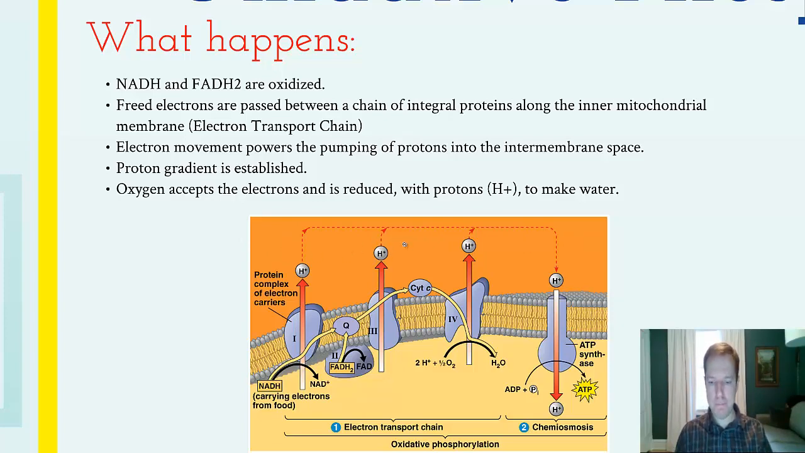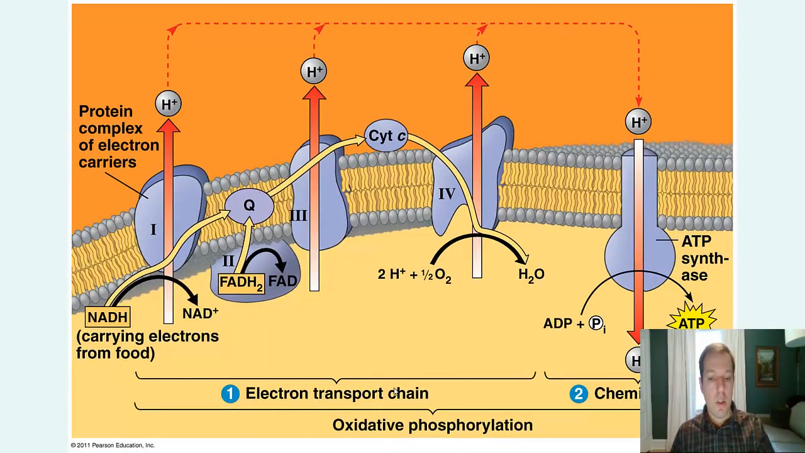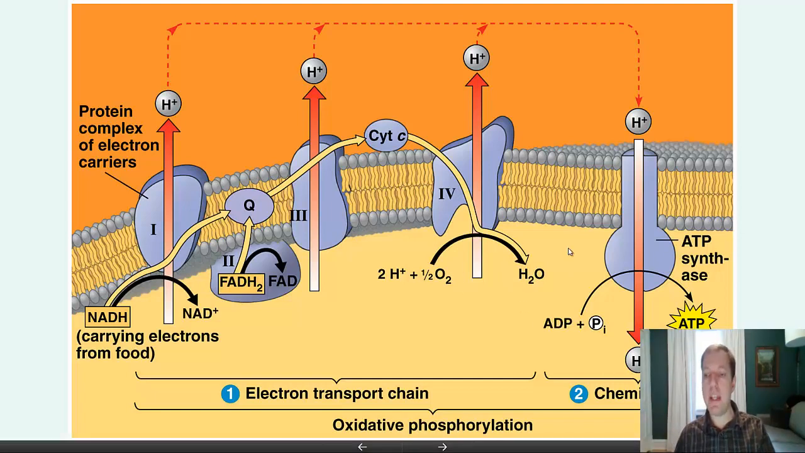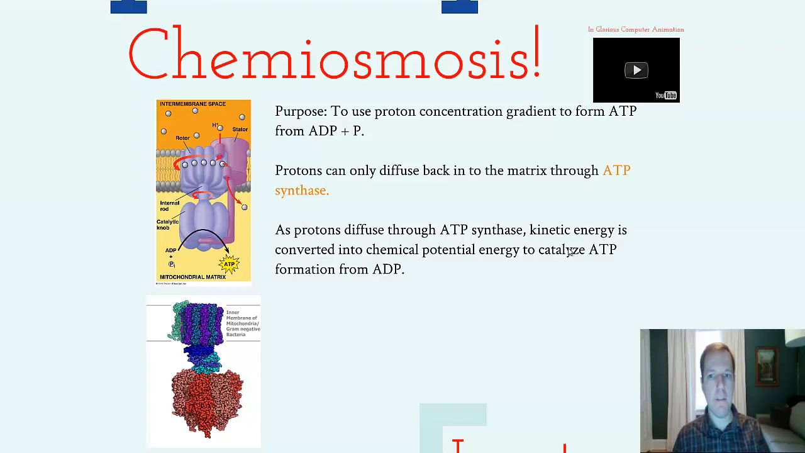So the electron transport chain here is this first section here on the left: electrons being passed, protons pumping into the intermembrane space, water being produced as oxygen is going to be reduced with those leftover electrons. Now we'll go on to the second part here, chemiosmosis, which is where we're actually going to produce these large amounts of ATP. This is our big finish.